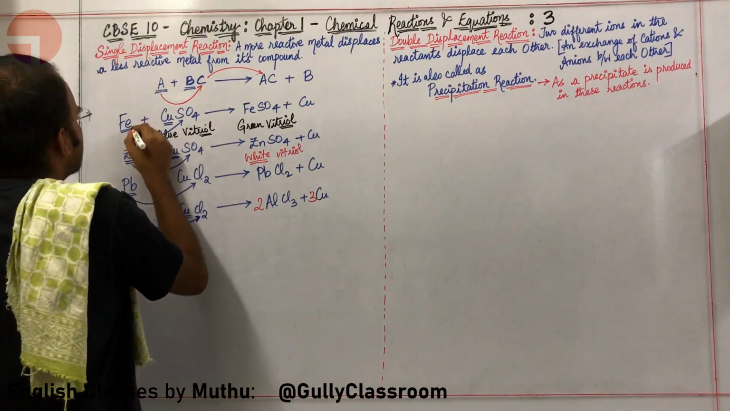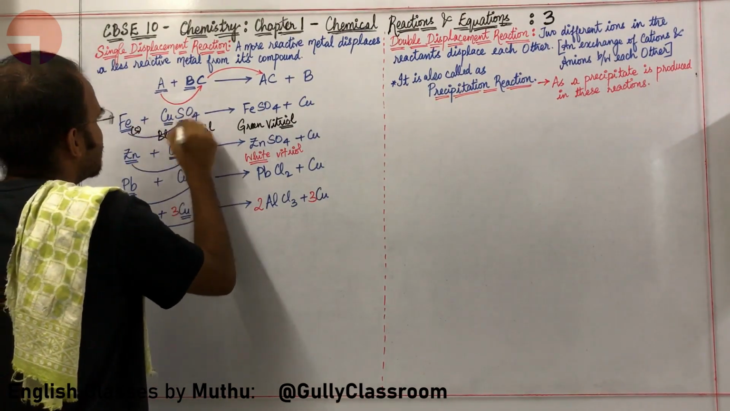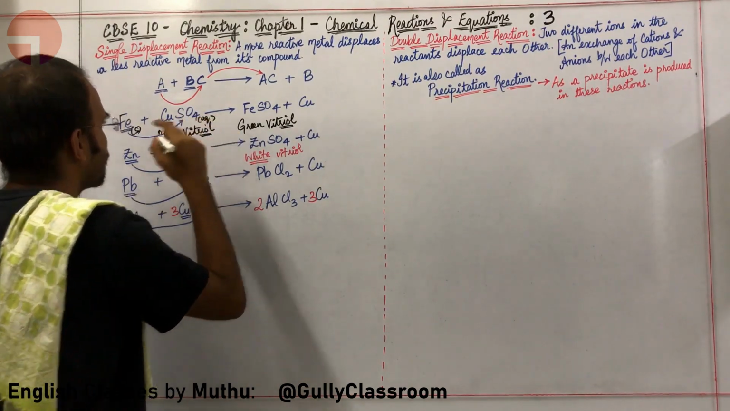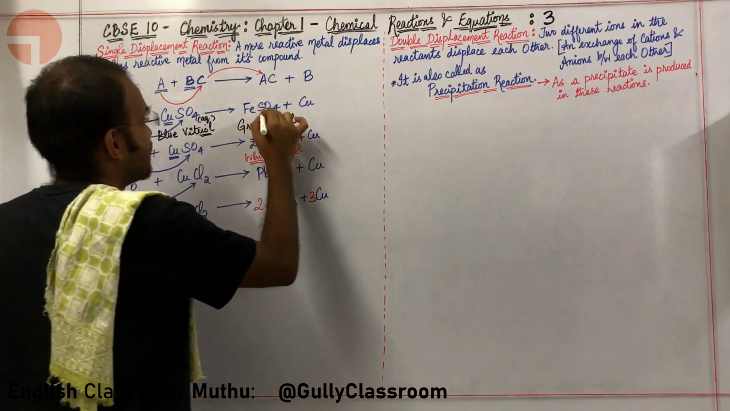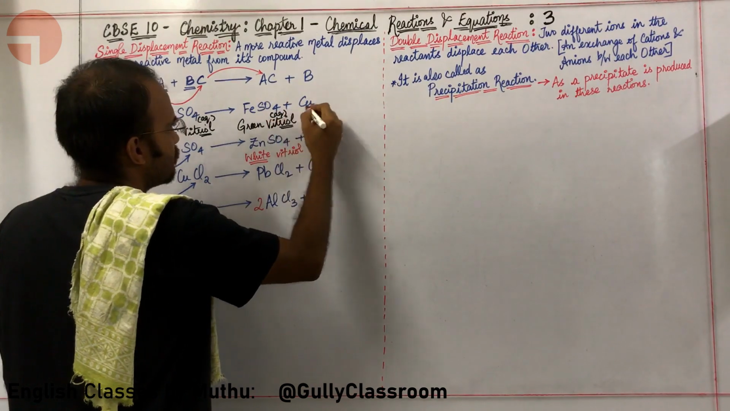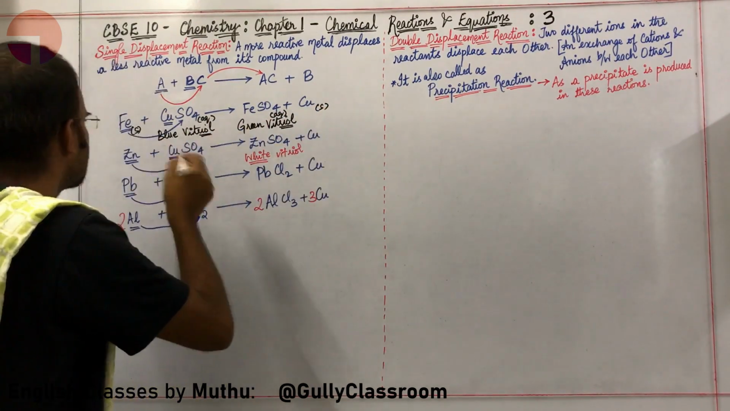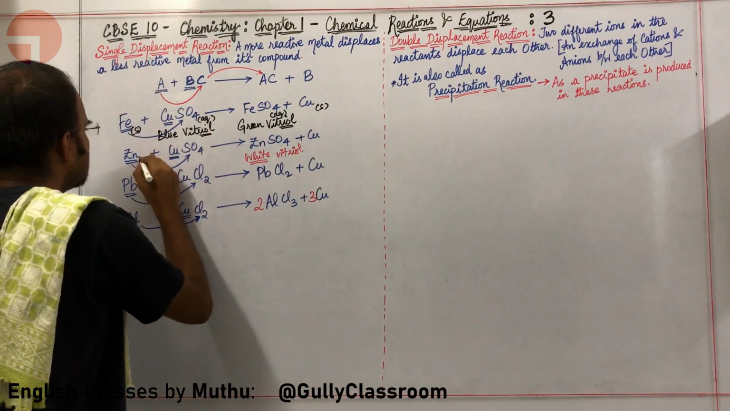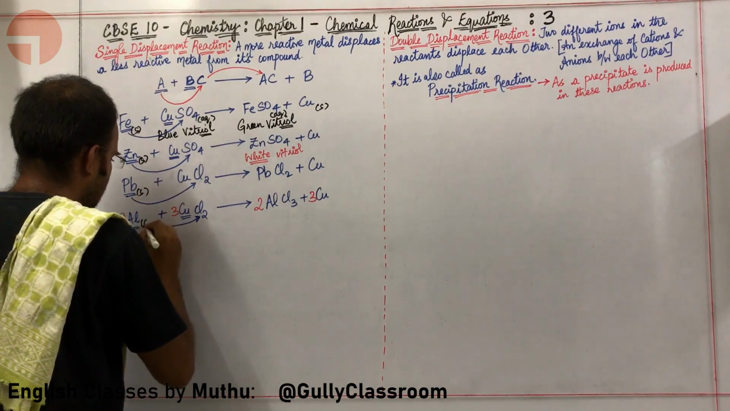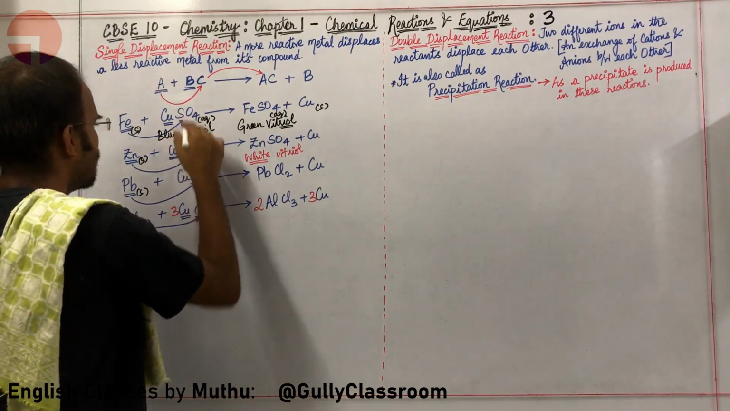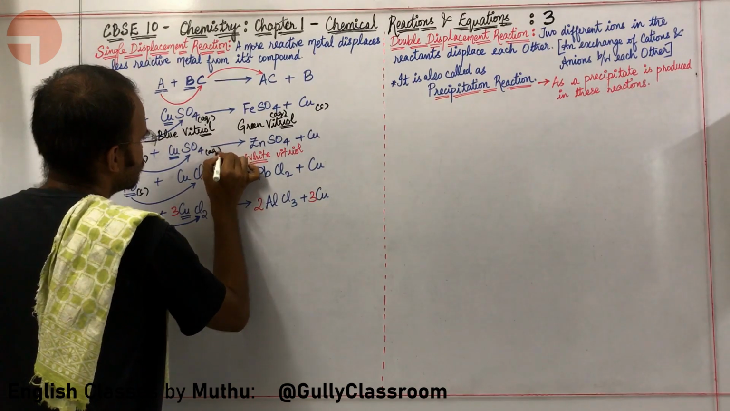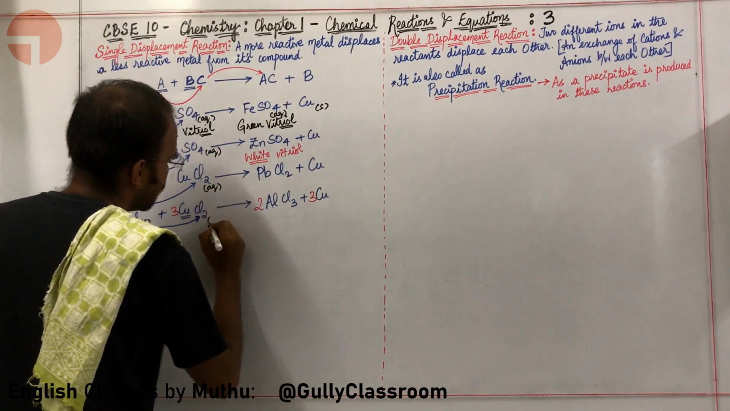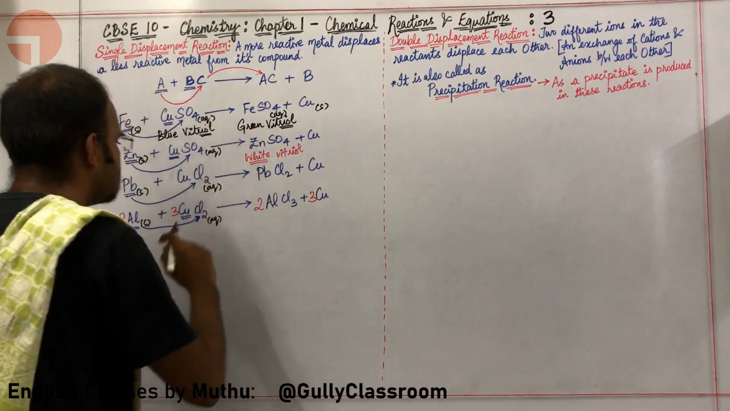Here iron will be a solid. CuSO4 will be in aqueous form. So you will get FeSO4 in aqueous form. Cu will be formed as a solid. Once more, all these metals usually will be in the form of solids. What about these salts? All these salts will always be in the form of aqueous. They will be mixed with water.